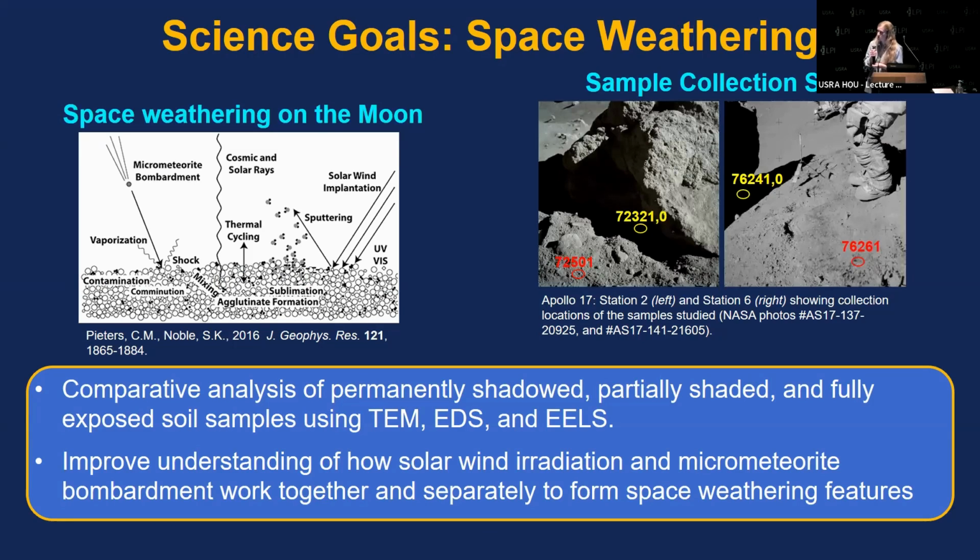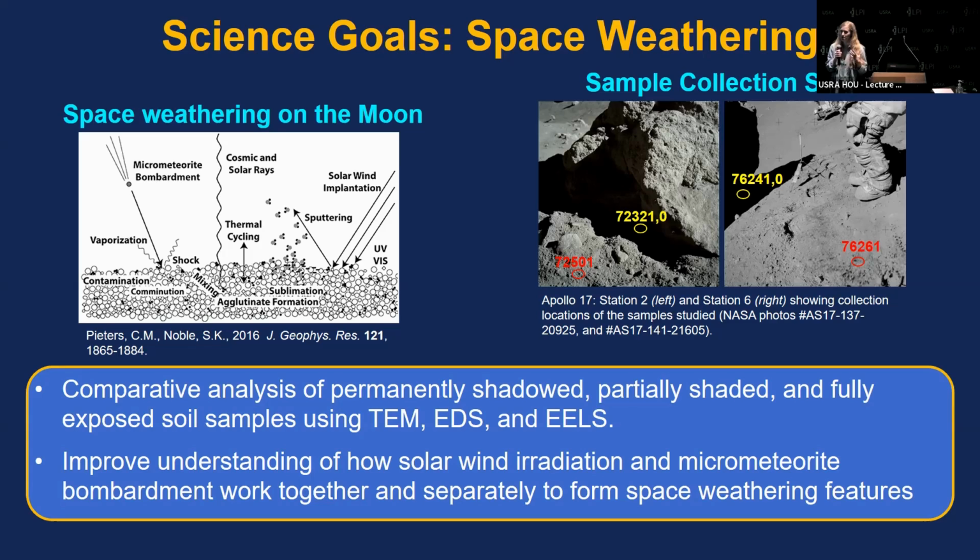So essentially, we've been doing a comparative analysis of the permanently shaded, partially shaded, and fully exposed soils using TEM, EDS, and EELS. I'll be largely sharing some EDS data. And the broad goal is to improve our understanding of how solar wind irradiation and micrometeorite bombardment work together, and separately, to form these space weathering features.